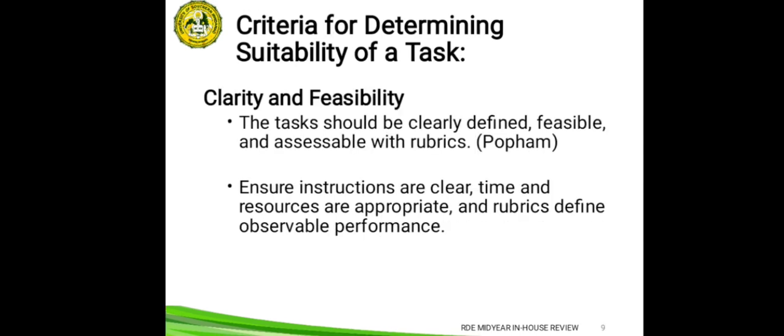So next, we have clarity and feasibility. The task should be clearly defined, feasible, and accessible with the rubrics. It is according to POFAM. It ensures that the instructions are clear, timely, and the resources are appropriate, and the rubrics define observable performance. For example, the instructions clearly say to identify a problem, analyze, propose, or present. And also, the materials should be accessible, like for example, a poster, recycled items, or free digital tools.